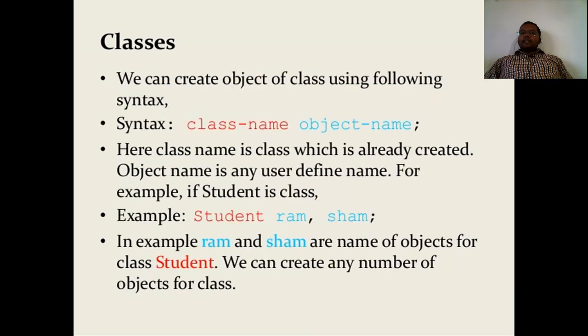Next, we can create an object of a class using the following syntax. See this syntax carefully. Syntax: class name, space, object name, semicolon. Here, class name is a class which is already created. Object name is any user-defined name. For example, if student is a class, then class name is student, and Ram and Shyam are the objects. In the above example, Ram and Shyam are the names of objects for the class student. We can create any number of objects for a class.